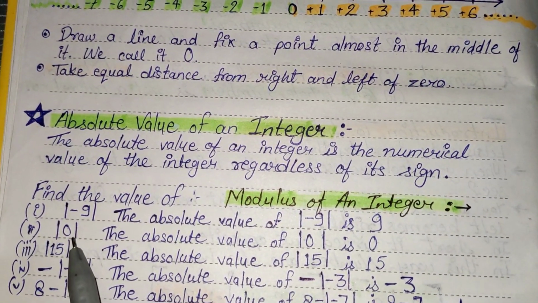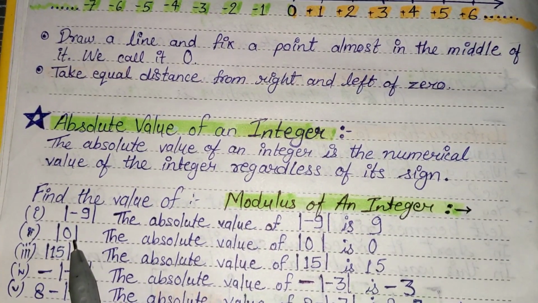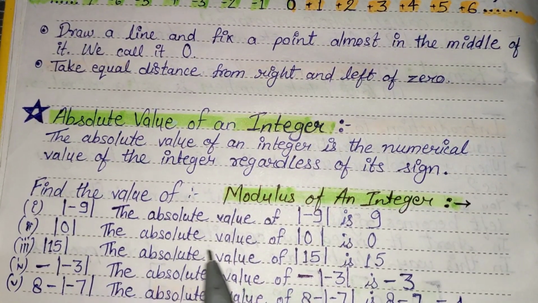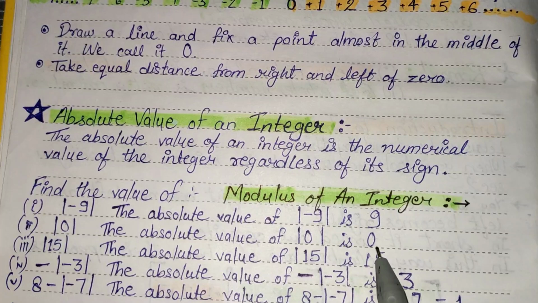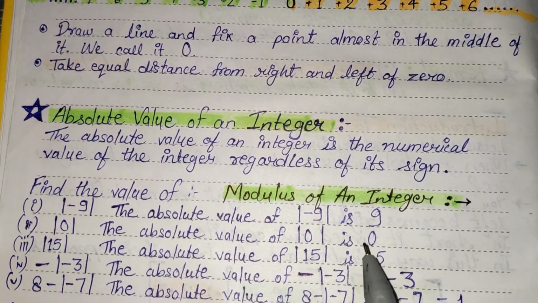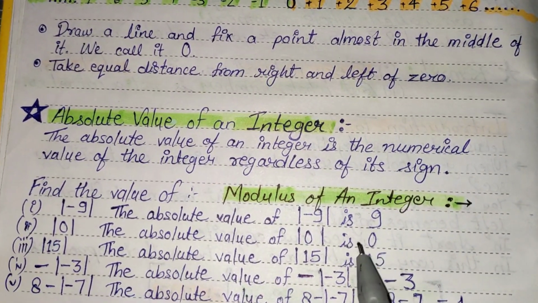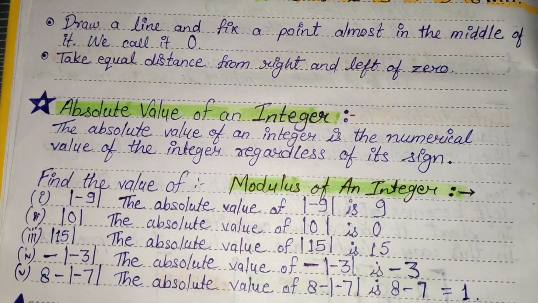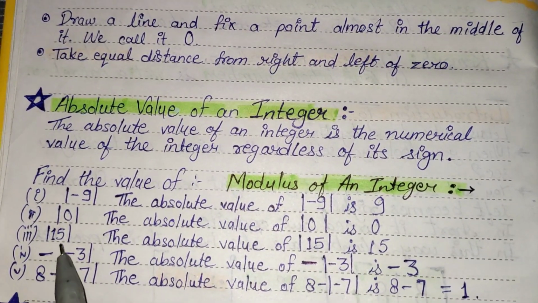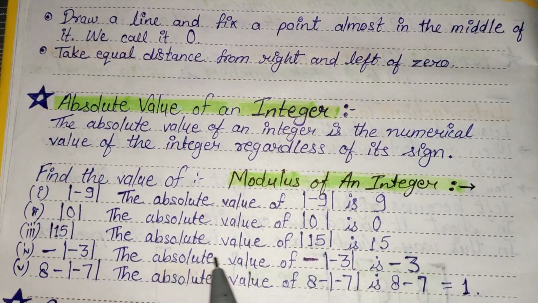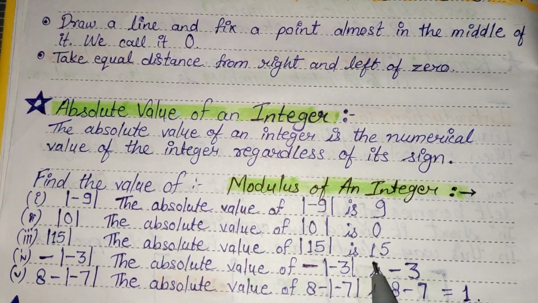So what is the absolute value of 0? The absolute value of 0 is always 0, because we know that 0 is neither positive nor negative. Now the third is mod 15. The absolute value of mod 15 is 15.